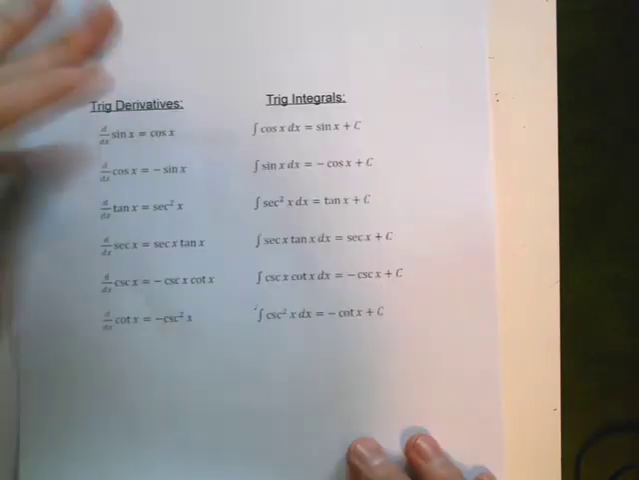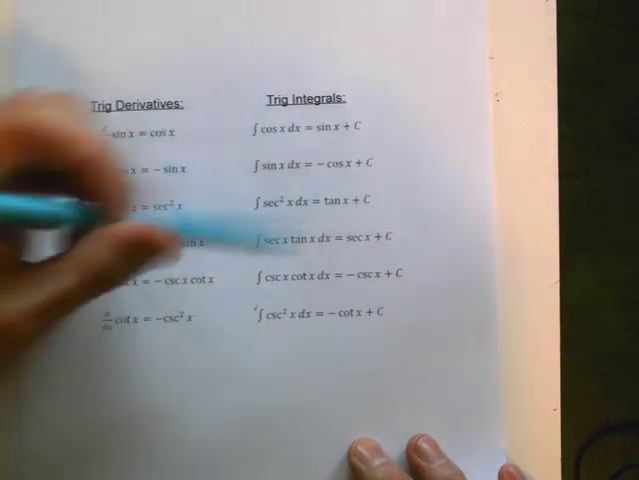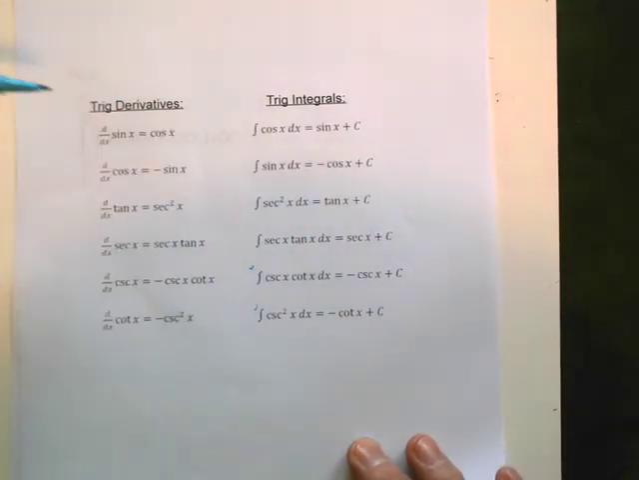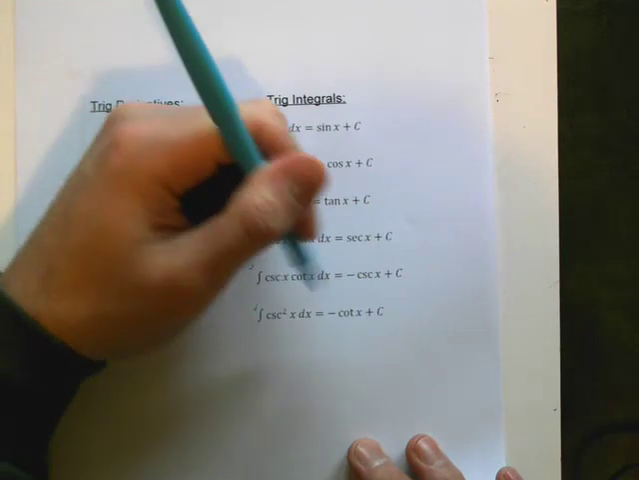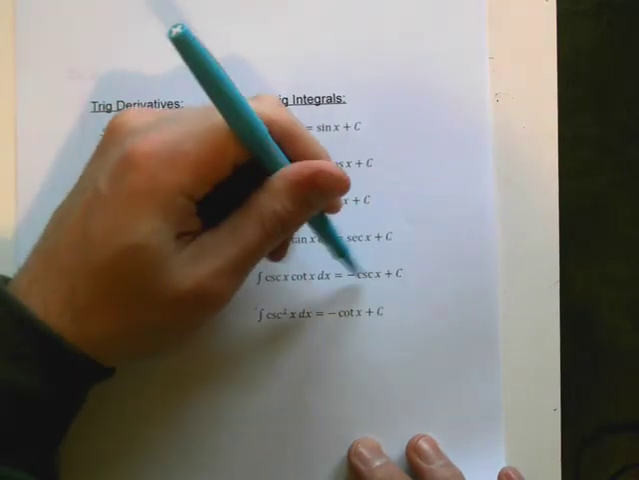We're looking for cosecant cotangent, and cosecant cotangent shows up right here, which is equal to negative cosecant. When I take the integral, it'd be equal to negative cosecant x, okay?